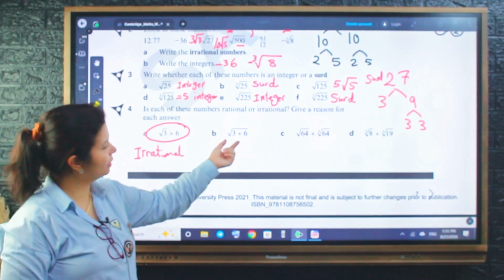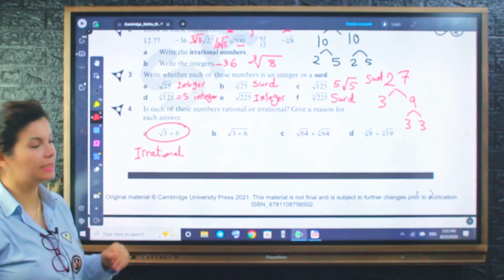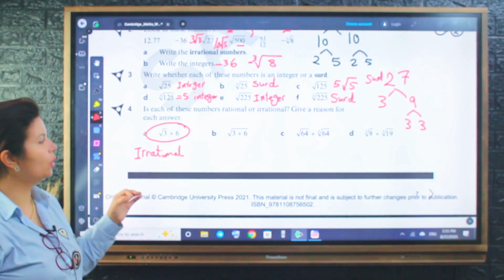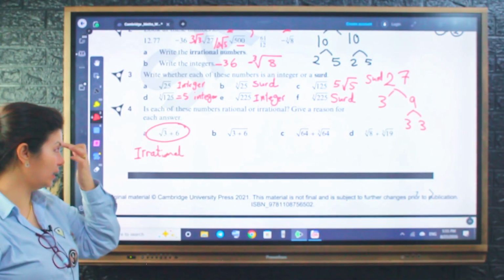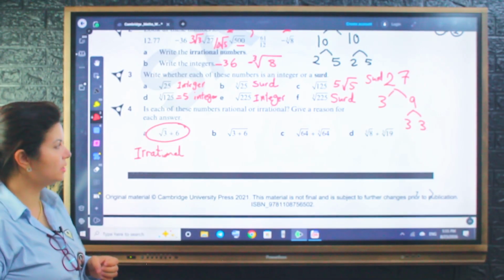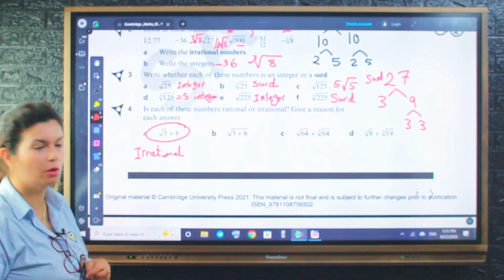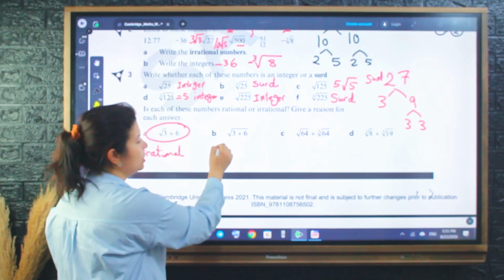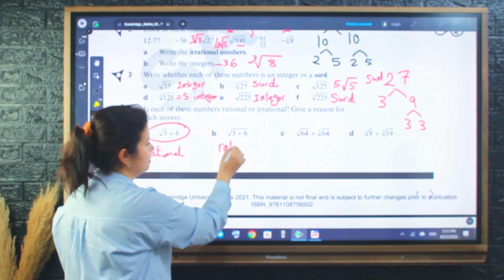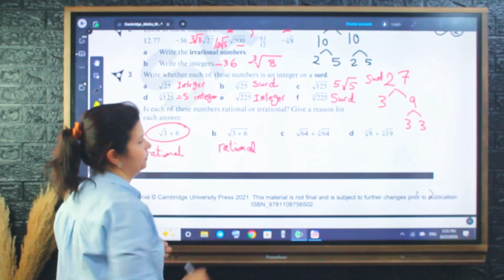Okay, look here. Here we have 3 plus 6 under the root. So we find the sum. Here 3 plus 6 is 9. The square root of 9 is 3. So it's a rational number.